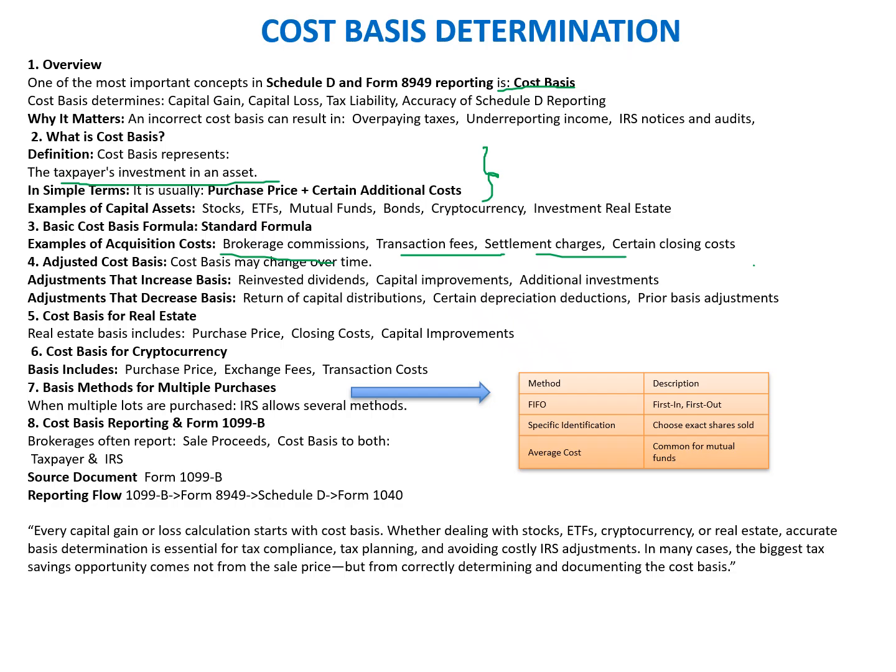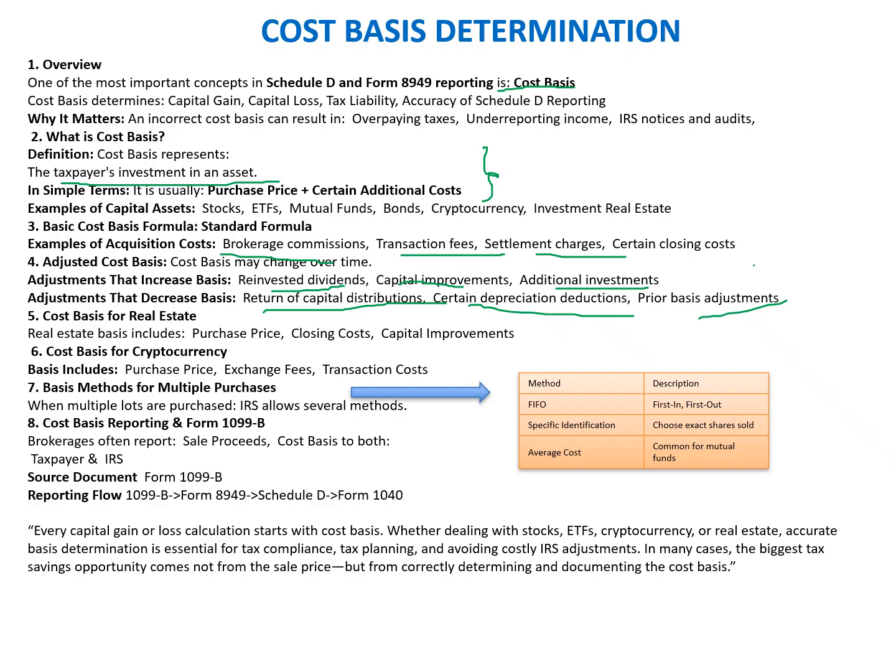We have the concept of adjusted cost basis. Cost basis may change over time. Adjustments that increase it include reinvested dividends, capital improvements, and additional investments. All these are elements that are added to the cost to arrive at the adjusted cost basis. Adjustments that decrease the cost basis include return of capital distributions, certain depreciation reductions, and prior period adjustments. The real estate basis includes the purchase price plus closing costs or the capital improvements.